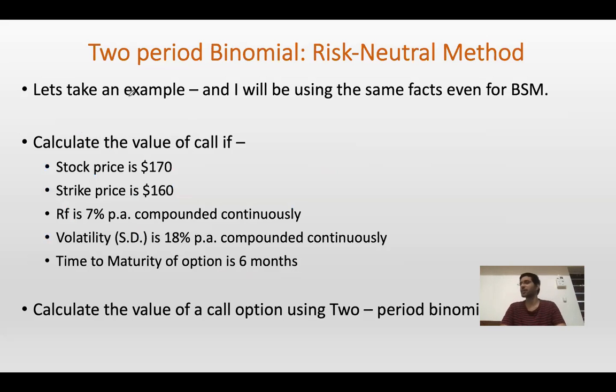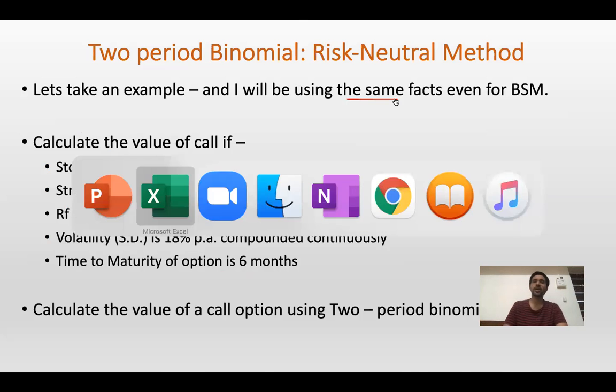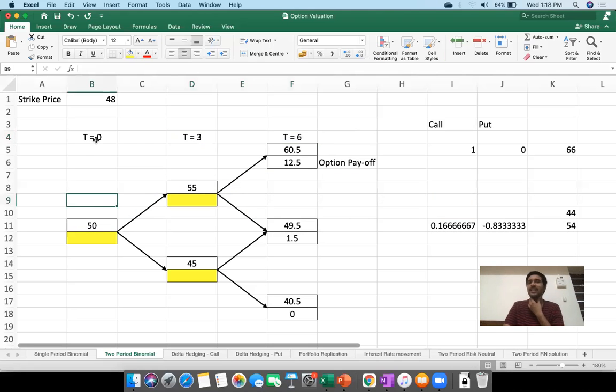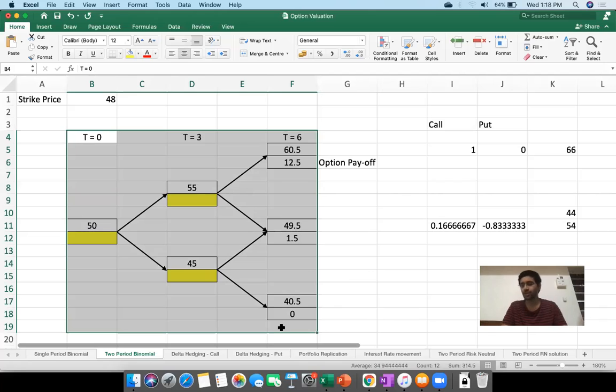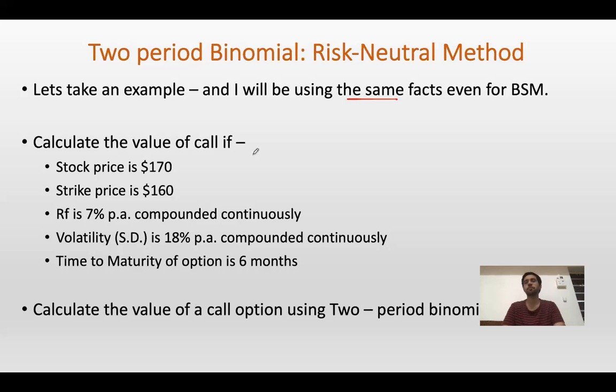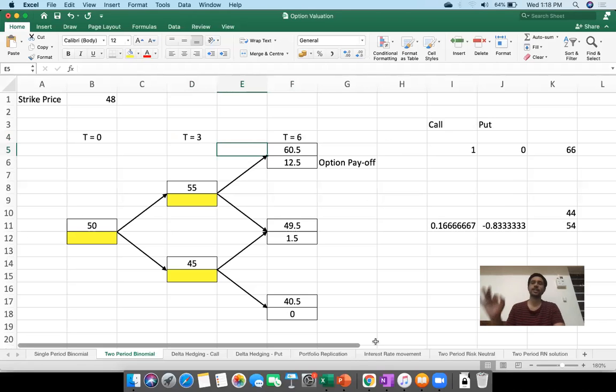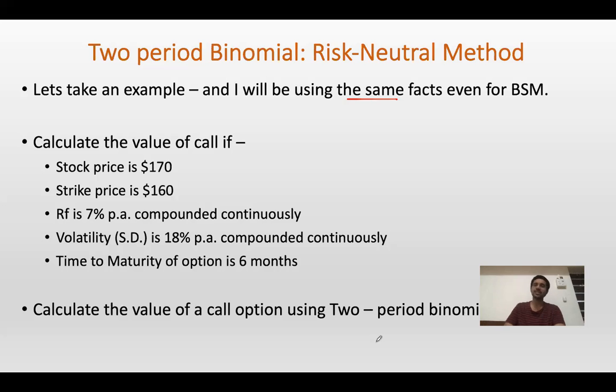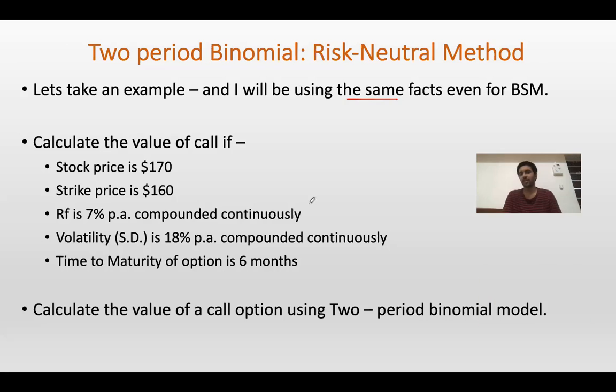Okay, let's take an example now finally, and I will be using the same facts for the Black-Scholes model also. That is the reason that, although we took an example initially where 50 was going up to 55 or 45 and then further at t equal to 6, I don't want to use this example. I will give this to you as practice and I will share the answer with you also. But I don't want to go ahead and solve this example because I cannot use it for explaining Black-Scholes. That is the reason I want to take a fresh set of facts, and I'm using these facts for myself.